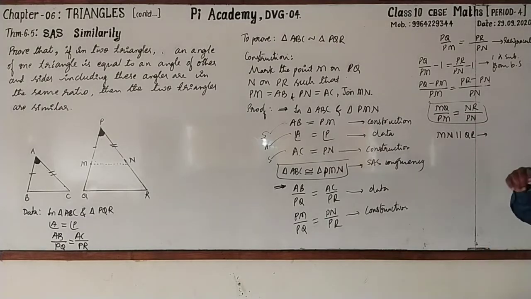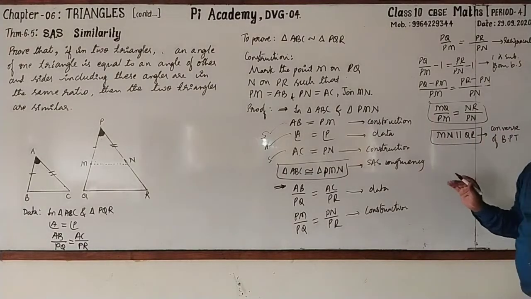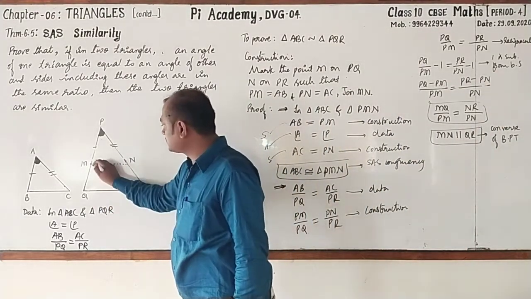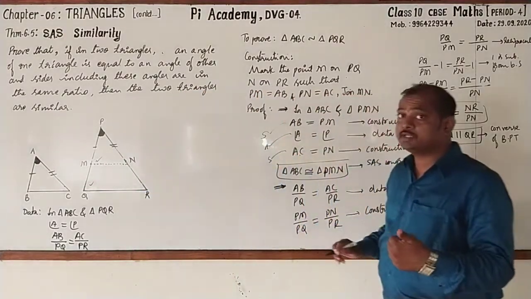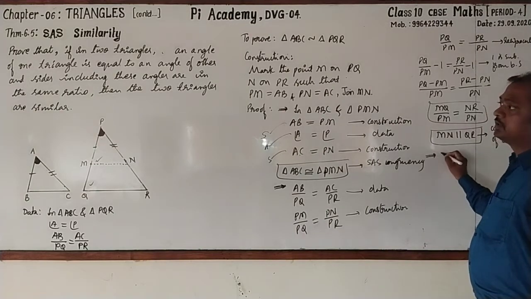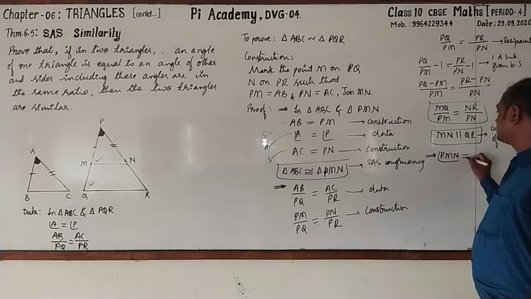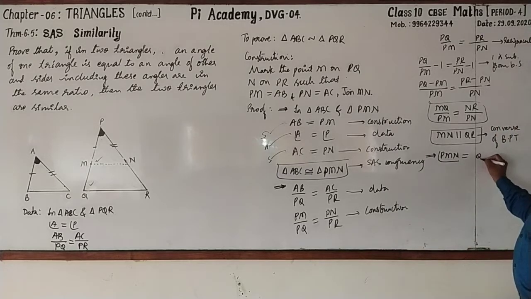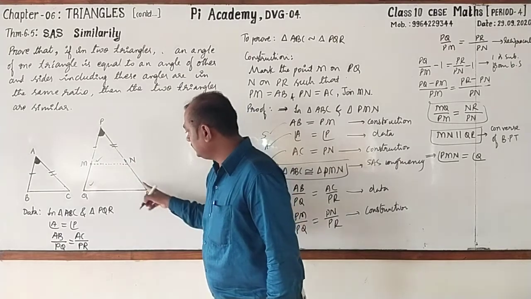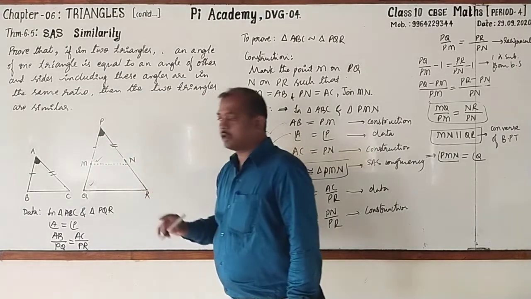Reason? Now you can tell easily that it is the converse of BPT. This is also an important statement to be considered. As MN is parallel to QR, we can say these two angles are equal. Reason is corresponding angles. Here I'll write angle PMN is equal to angle Q. Followed? Next, the same way, angle PNM is equal to angle R.